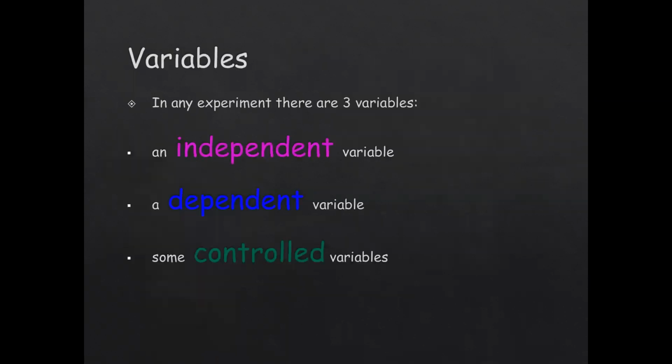So in any experiment, we are looking at basically three variables: an independent variable, a dependent variable, and some controlled variables, okay? So our independent variable differs from our dependent variable, and our controlled variables are the things that stay the same.